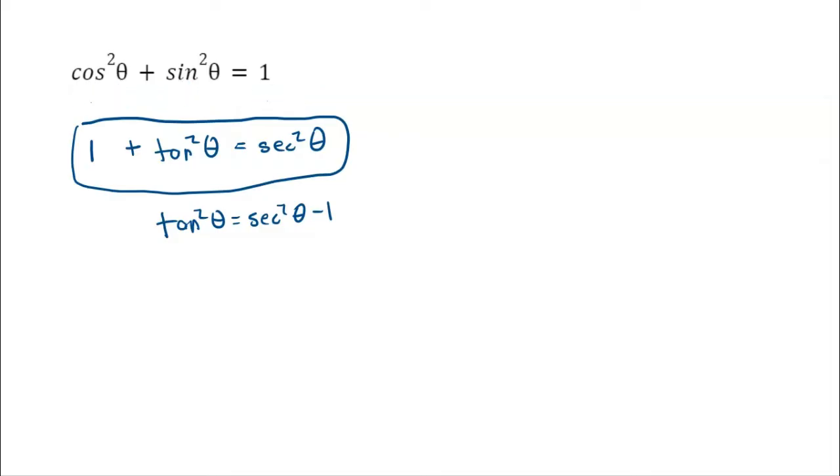Now, another thing I can do is instead of dividing everything by cosine, I could divide everything by sine. All right, what would happen there? If I divide everything by sine squared of theta, let's see what happens. Well, cosine squared divided by sine squared is going to be cotangent squared of theta. Again, we know that cosine divided by sine is cotangent. Squared, you're going to get cotangent squared. Sine squared divided by sine squared is going to be 1, and 1 over sine is cosecant, so 1 over sine squared is going to be cosecant squared.